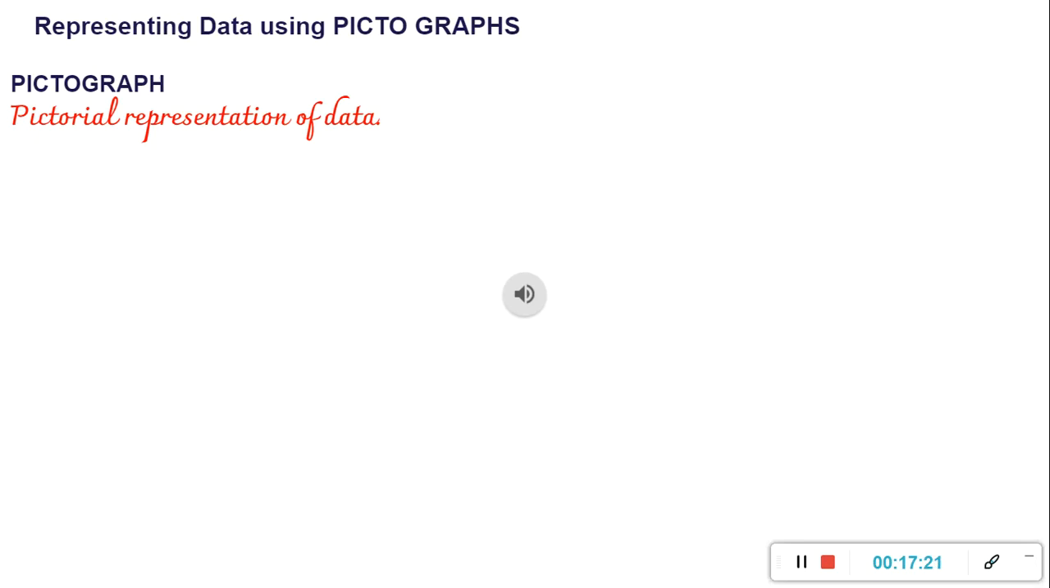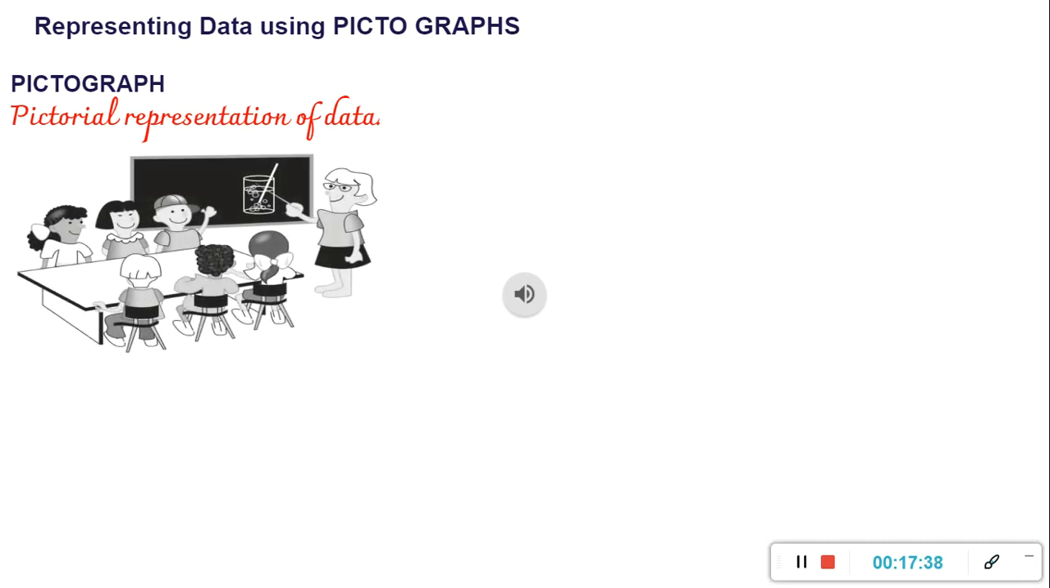Picto, the word derived from pictures. So we make use of pictures to represent data. So, pictorial representation of data with pictures. See, how do we do that? Let's say that in a class of 500 students, the teacher asked the favorite fruit to each kid. Which is your favorite fruit? That is the question which is being asked by the teacher to a class of 500 students.